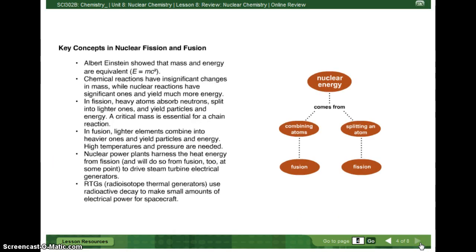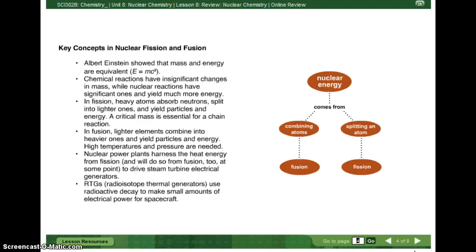Key concepts in nuclear fission and fusion. Albert Einstein showed that mass and energy are equivalent, E equals mc squared, where c stands for what? The speed of light, which is 3 times 10 to the 8th meters per second. Chemical reactions have insignificant changes in mass, while nuclear reactions have significant ones and yield much more energy.